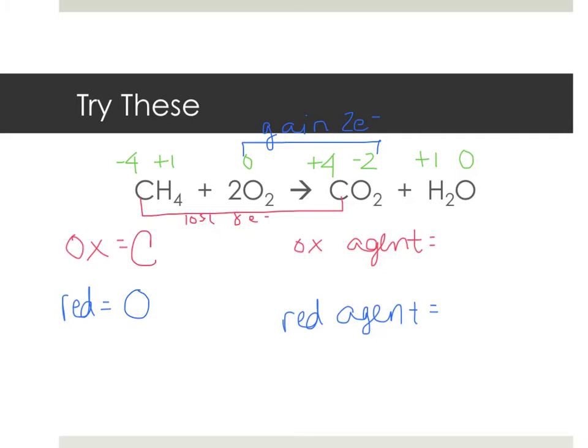Since oxygen was reduced, that makes it our oxidizing agent. Since carbon was oxidized, that makes it our reducing agent. Generally, when we talk about agents, we actually use the entire compound that contains the element. Therefore, we would say the oxidizing agent is O2 and the reducing agent is CH4.